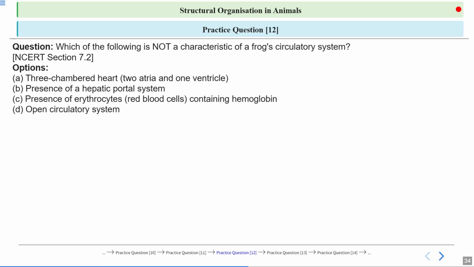Let's move to our next question. Which of the following is not a characteristic of a frog's circulatory system? This question is again coming from the NCERT section 7.2. Options are as follows. A. 3-chamber heart, 2 atria and 1 ventricle. B. Presence of hepatic portal system. C. Presence of erythrocytes, red blood cells containing hemoglobin. And D. Open circulatory system. So you have to choose the option which is not seen in the frog. Let us see the answer of this question.